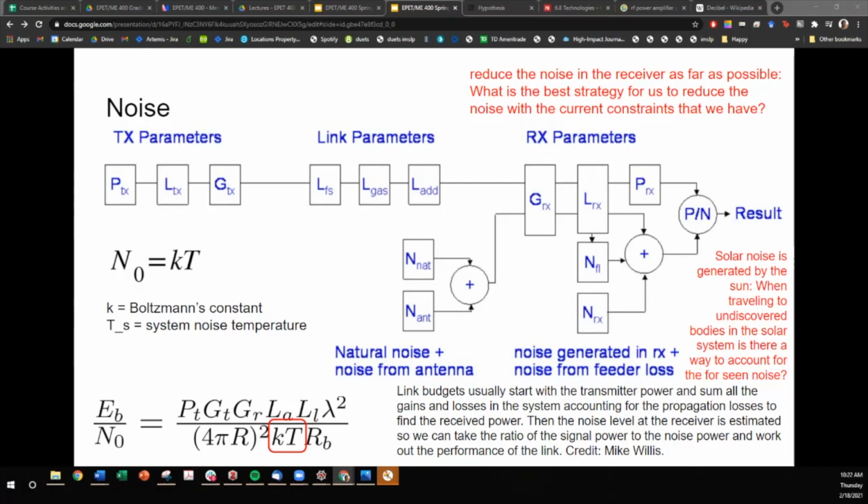natural noise, antenna noise. There can be noise generated in the RX, noise generated from feeder loss. So there are a lot of places where noise can enter a system. And one of them is system noise temperature, which I think encapsulates some of these other sources of noise.